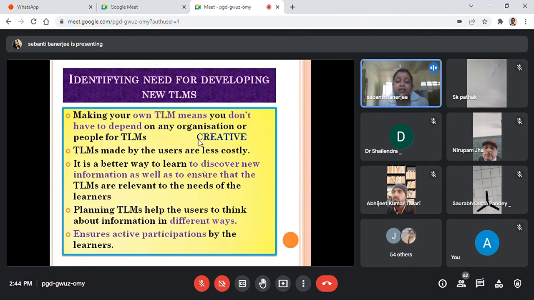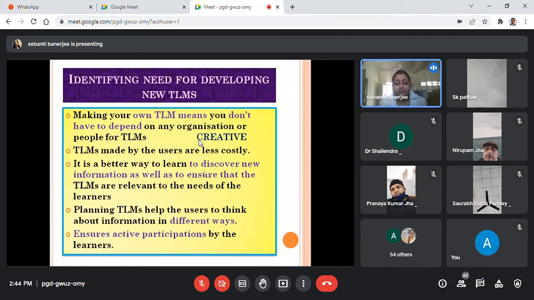Now, planning a TLM helps the users to think about information in a different way. It is a deductive process. How can you think differently? It will be encouraged. In another way, you will become creative. It also ensures active participation by the learners.